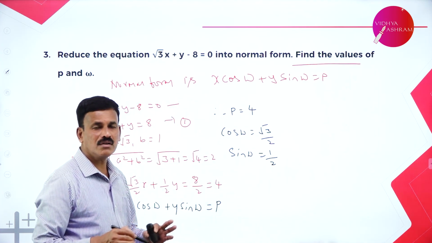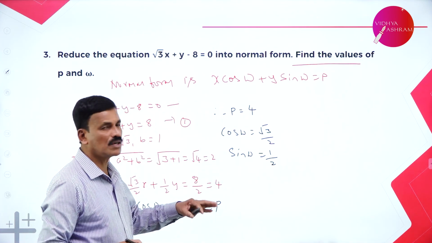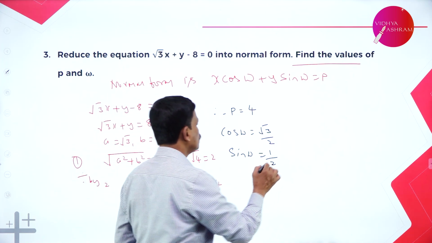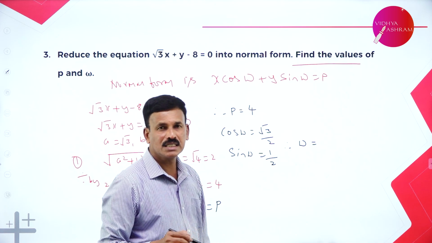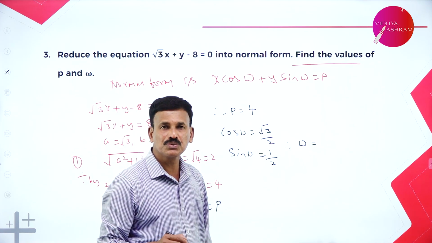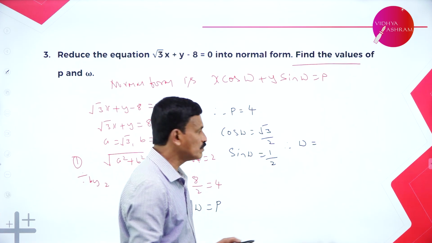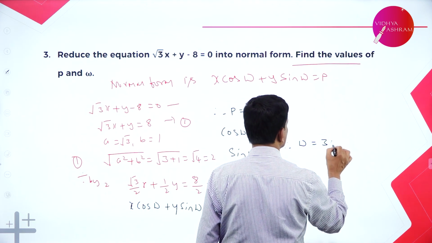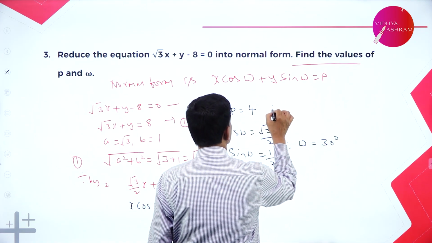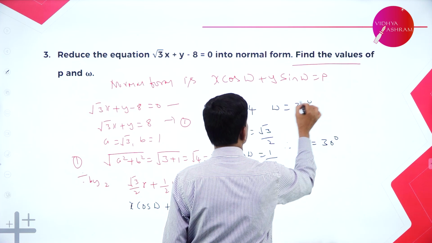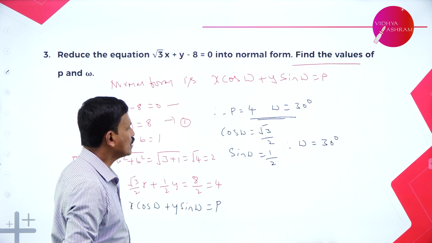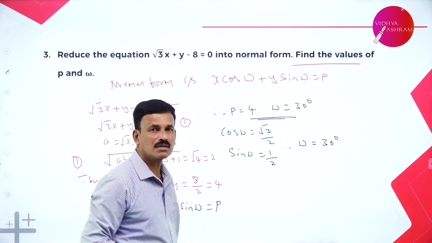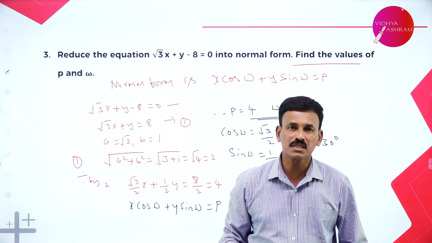So, for what value of omega does sine become 1 by 2 and cos become root 3 by 2? Therefore, omega is equal to 30 degrees. Sine 30 is 1 by 2, cos 30 is equal to root 3 by 2. Omega is equal to 30 degrees. So, here p is equal to 4 and omega is equal to 30 degrees, or alpha is equal to 30 degrees. That's it. Hope you followed.